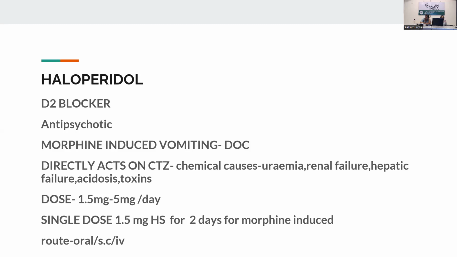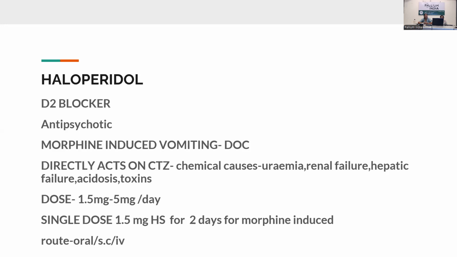Okay, a patient is taking morphine and he is developing severe vomiting. You can give haloperidol. You can use both. When you start morphine, you can give metoclopramide. In our hospital, we start metoclopramide for 3 days. Otherwise, you can give one single dose of haloperidol. So when someone asks you which is the drug of choice for morphine-induced or opioid-induced vomiting, you can write haloperidol. You can use both metoclopramide and haloperidol. Why? It directly acts on the CTZ.